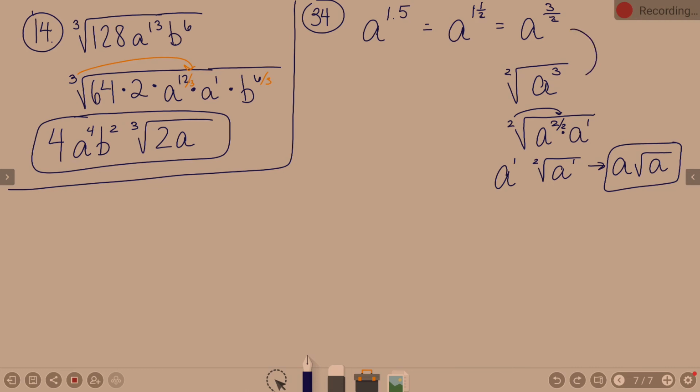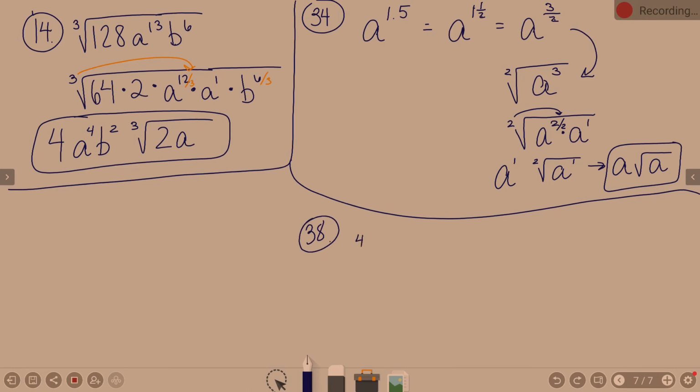And again, that step right there is big in my mind. Can you take a to the 3 halves and rewrite it as the square root of a to the third? Okay. This particular example, yes, it has some other simplifying and whatnot. While I'm here, can you do 38? And again, I'm just trying to, a basic example here.